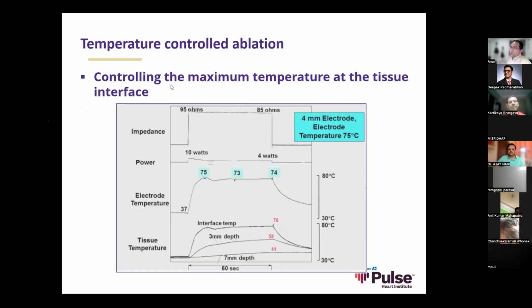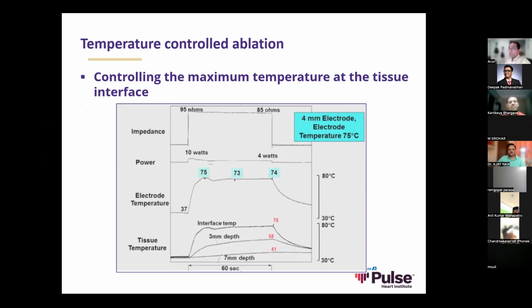So how do you control the maximum temperature at the tissue interface? The bottom line is we need to control the maximum temperature at the tissue interface and still be able to deliver the joules inside of the tissue. That's how you end up with an irrigated catheter.